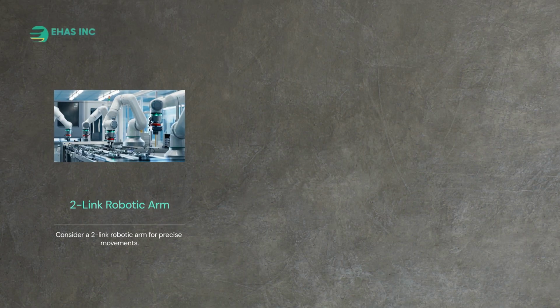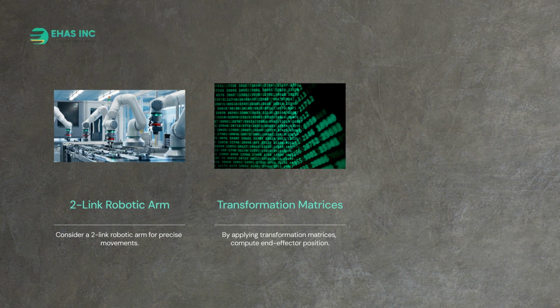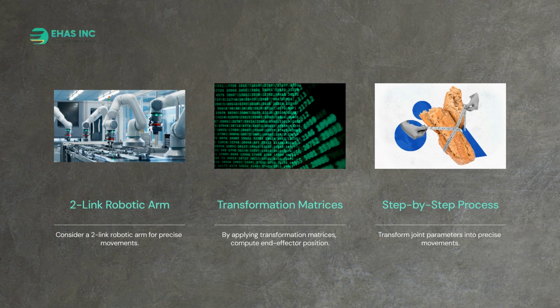Consider a 2-link robotic arm. By applying transformation matrices, we can compute its end effector position. It's a step-by-step process that transforms joint parameters into precise movements.